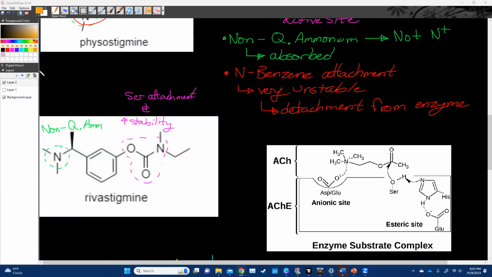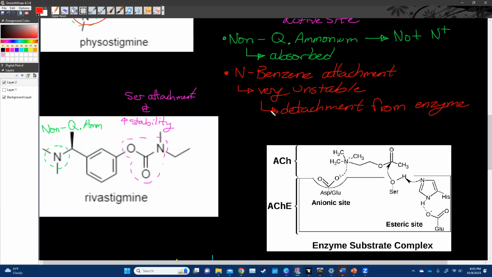So going back up to rivastigmine, the last thing that I wanted to talk about is that for rivastigmine specifically, there's no nitrogen benzene connection. So this is just going to mean that we have increased stability for attachment.